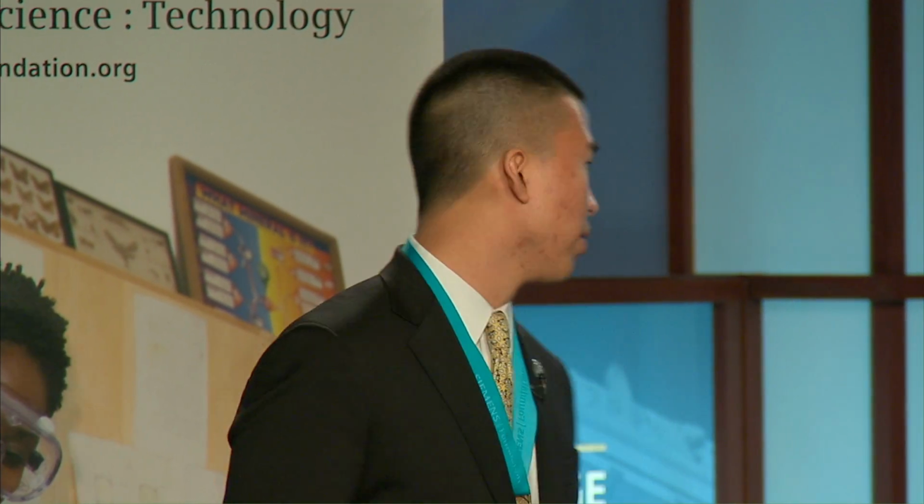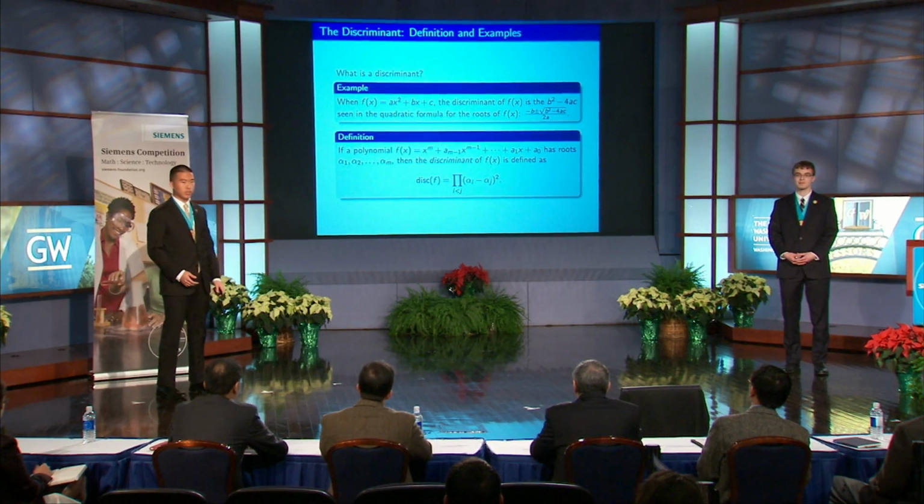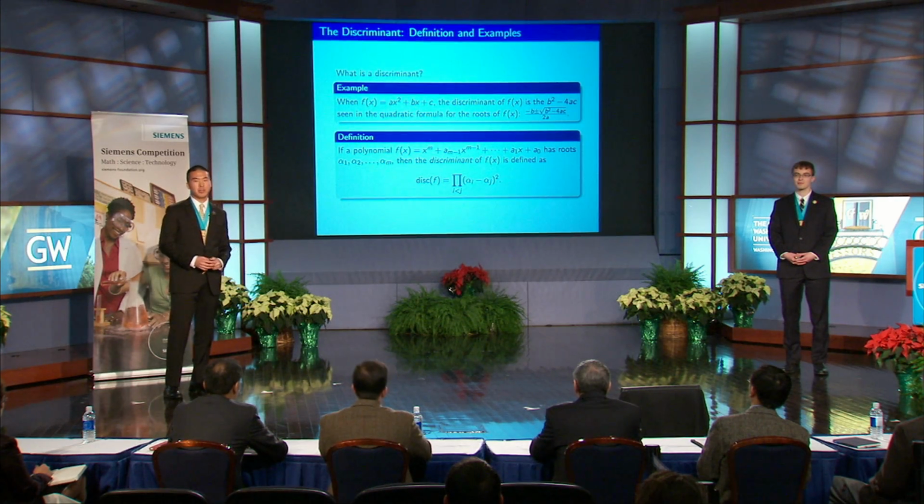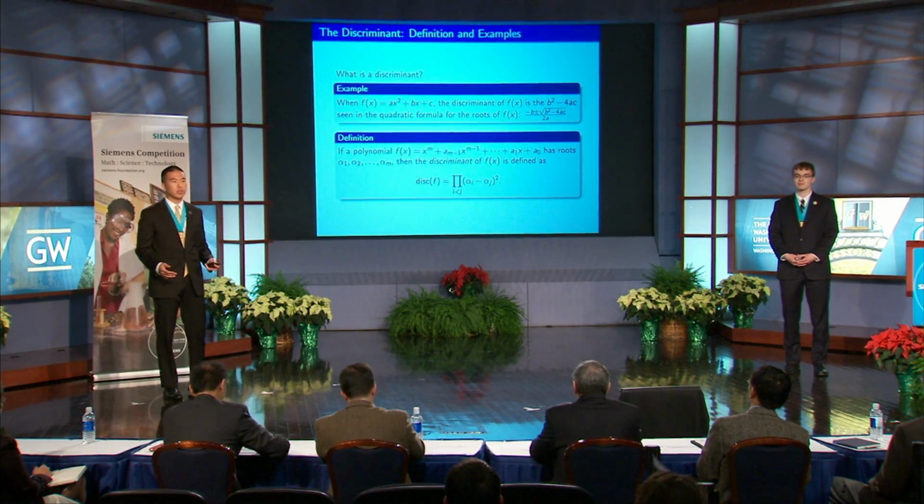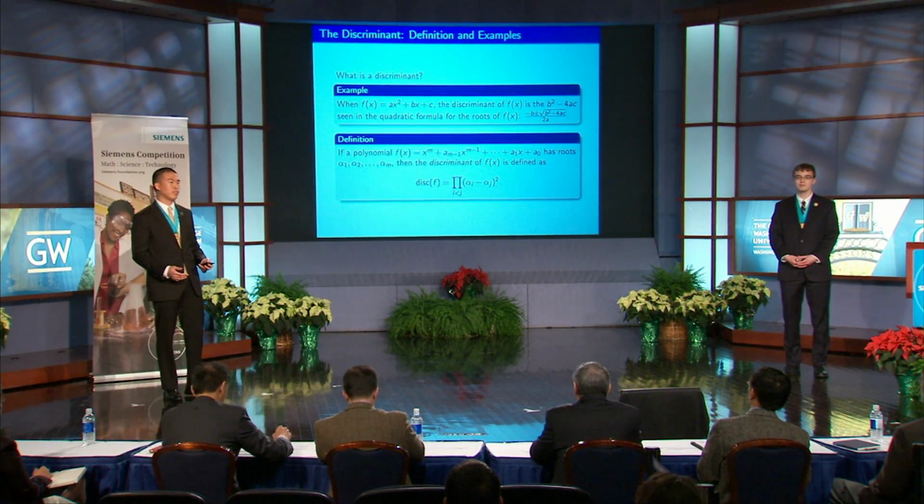Well, as it turns out, if we take any polynomial, even if its degree isn't 2, we can always define its discriminant. And the way we do that is, let's say we have a monic polynomial f of x. Then we define the discriminant of f to be the product of all the differences of the roots of f squared.